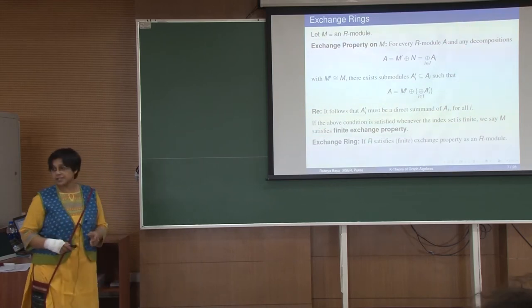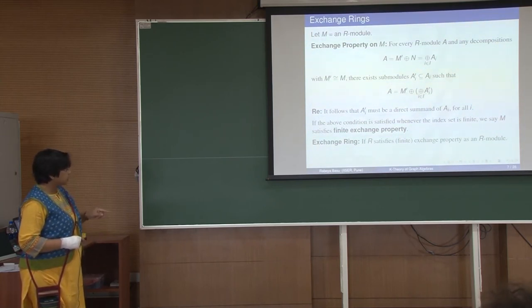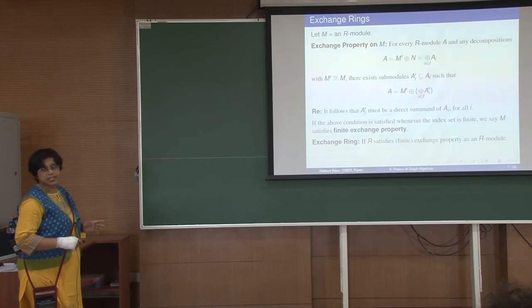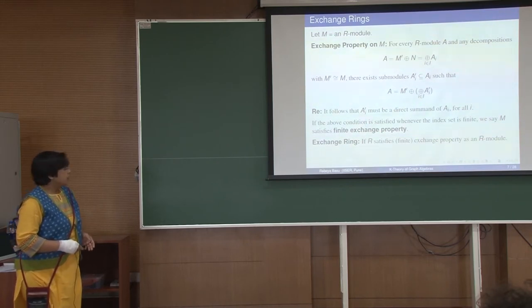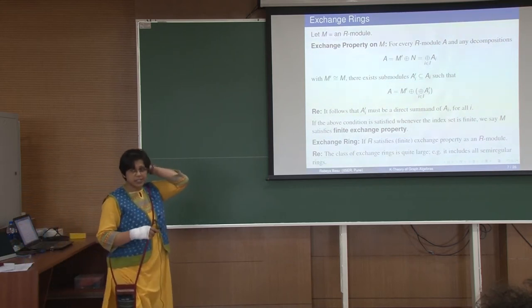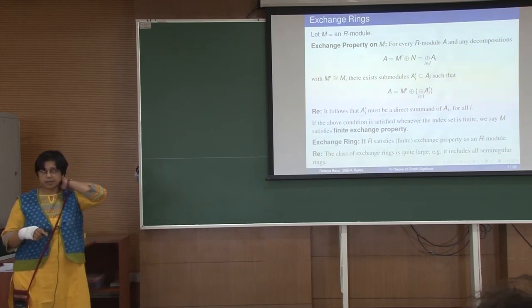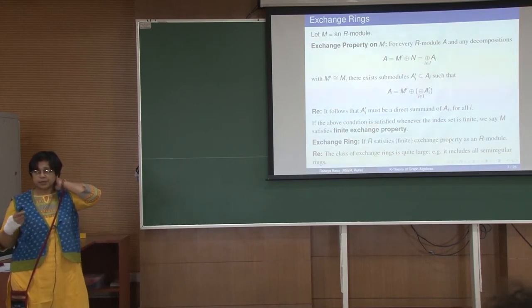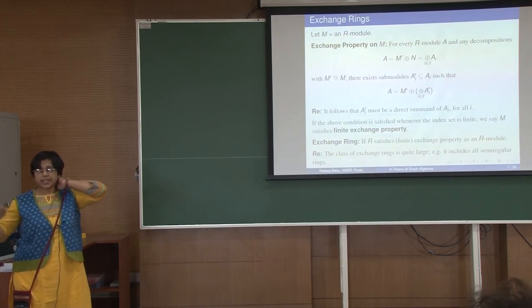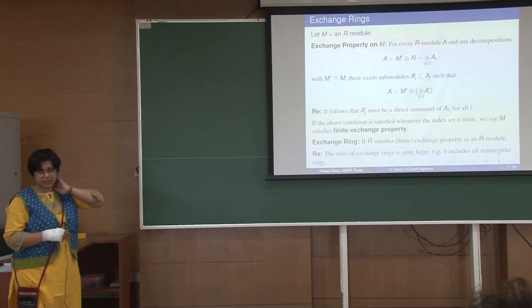Exchange rings are a big class, and if R satisfies finite exchange as an R module, we say that the ring satisfies the finite exchange property. And this class is big and it includes all semi-regular rings. Semi-regular means R modulo the Jacobson radical is regular and you can lift idempotents modulo the Jacobson radical. So this regular is von Neumann regular? Yes.